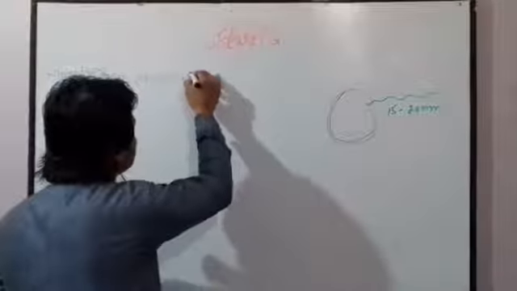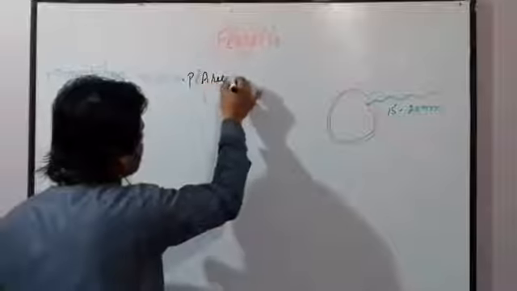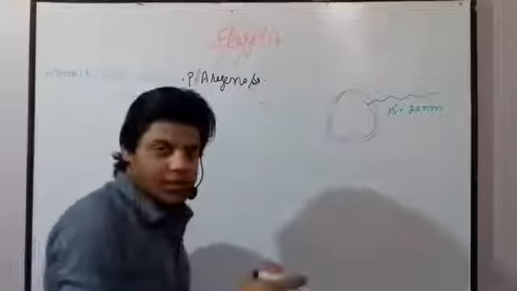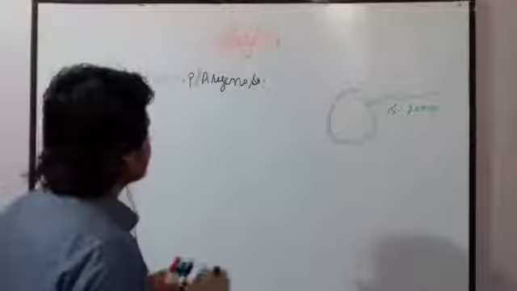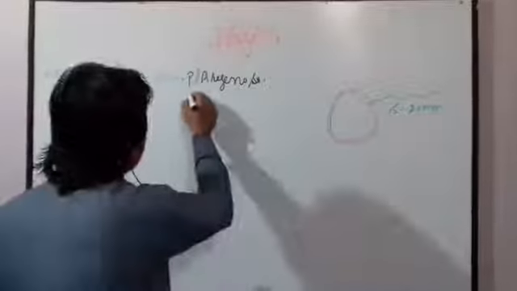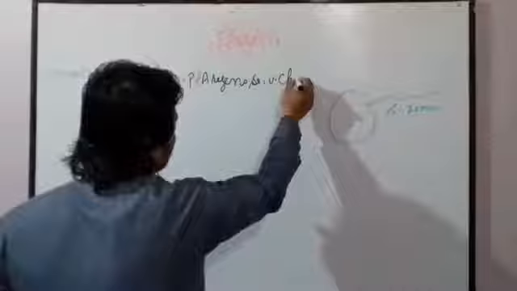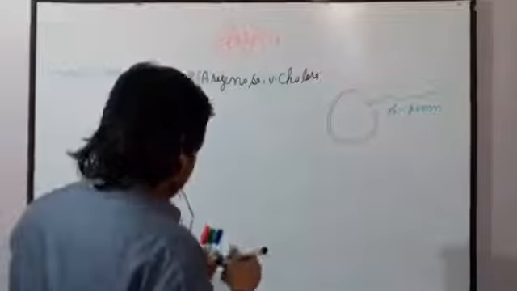The examples of monotrichous bacteria are Pseudomonas aeruginosa, let me write it, remove the spelling mistake by yourself, and second we have Vibrio cholerae. This is the first type.